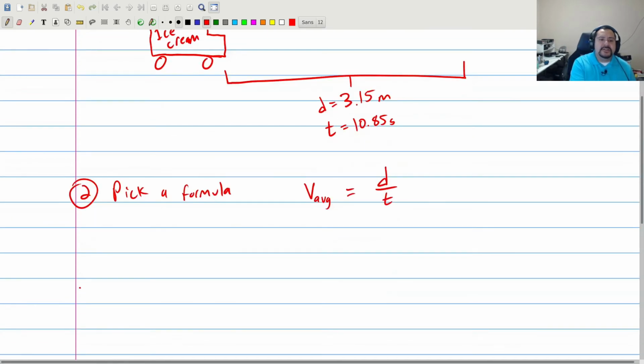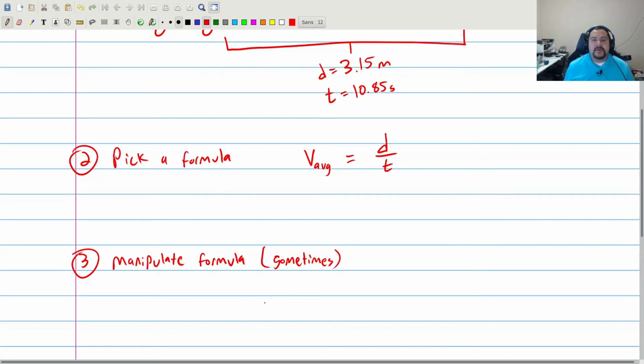The next thing that we're going to do is we are going to manipulate the formula if we need to. What do we mean by that? We mean we need to solve it for the variable we're interested in. But in this case, we're actually interested in the speed of the ice cream truck. So that means that it's already solved. We don't need to manipulate this. Sometimes you have to manipulate the formula. Okay, number 4. The fourth thing that you are going to do is you are going to substitute.